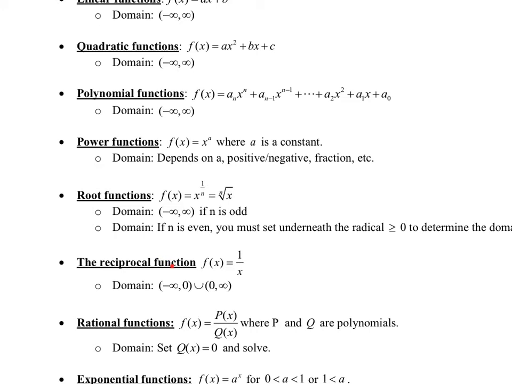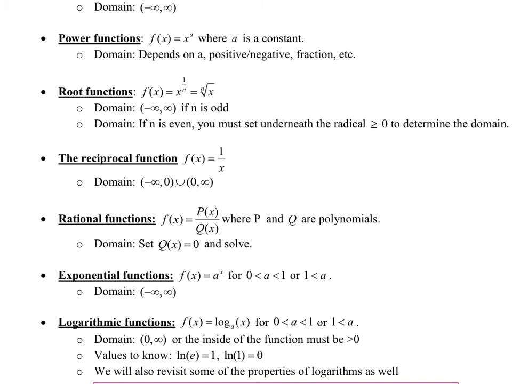You also have those reciprocal functions, which is a fraction. Remember, the reciprocal function is 1 over x. It's undefined when x equals 0. You have rational functions, which means, again, it's just a fraction. Rational means fraction here. Again, it's defined everywhere except for where the bottom's equal to 0. So to find that domain, you set the bottom equal to 0. You solve, you exclude those values.